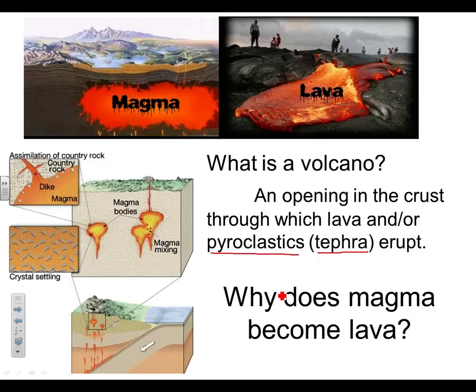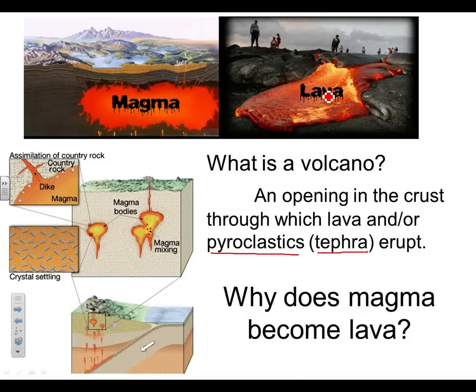I didn't put a blank on your note sheet for the difference between magma and lava because I figured you knew it already. I did put this picture up here just in case you've forgotten. Magma is just the molten rock underneath the ground. Then once it gets to the surface, it becomes lava. So lava is the molten rock above ground.